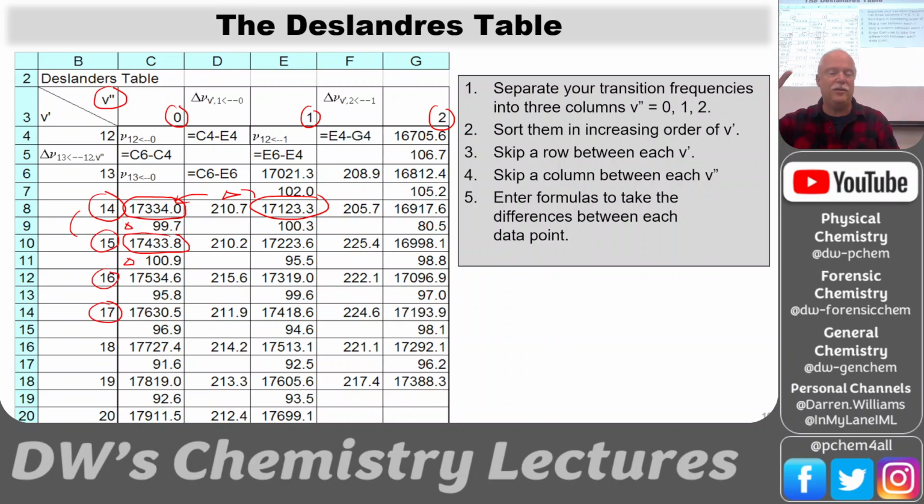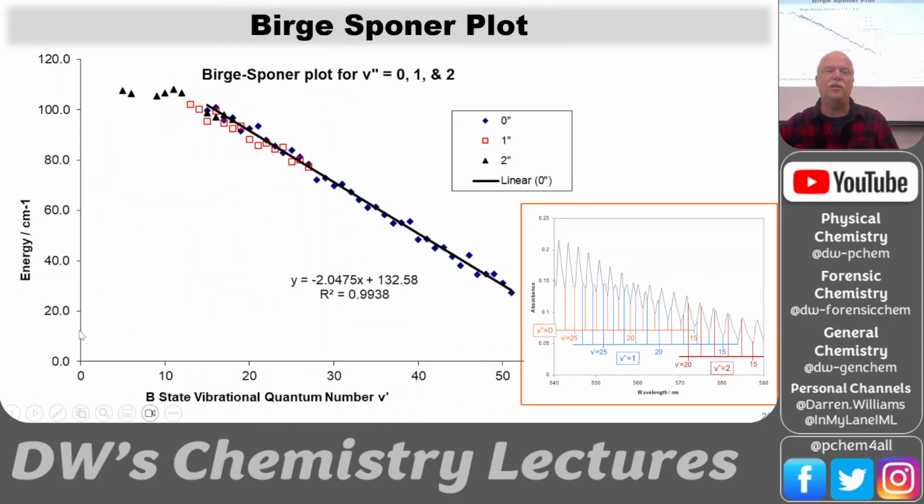So you don't have to worry about averaging these columns or rows. And here's the Birge-Sponer plot. It's also a useful tool. It's kind of like that V plot for the P, Q, and R branches. But here you have the 0 transitions. We have the most of those because that has the most population. So the V double prime equals 0 has the most molecules in it, so we have stronger intensities.